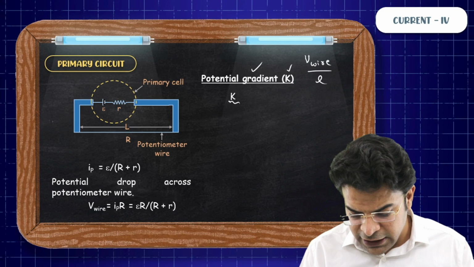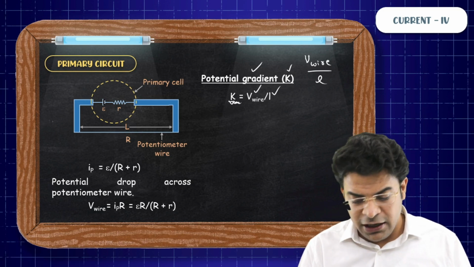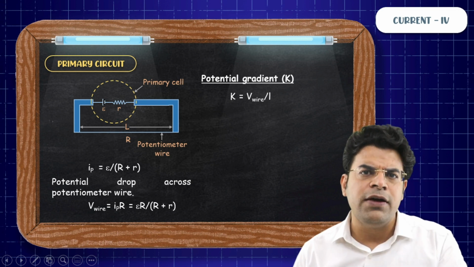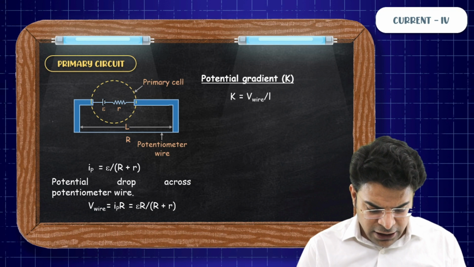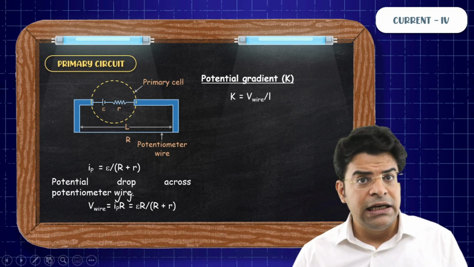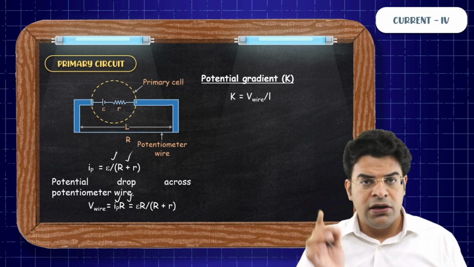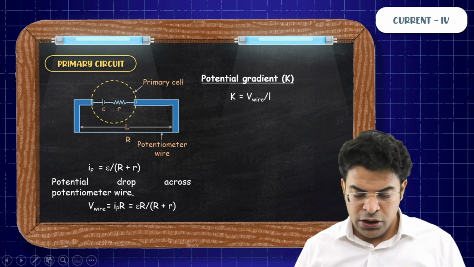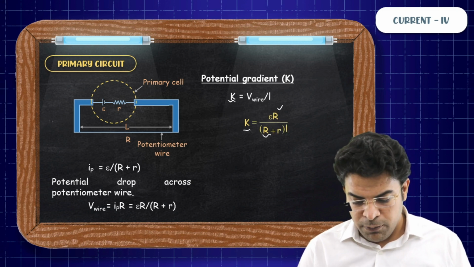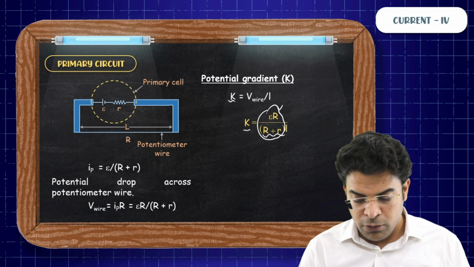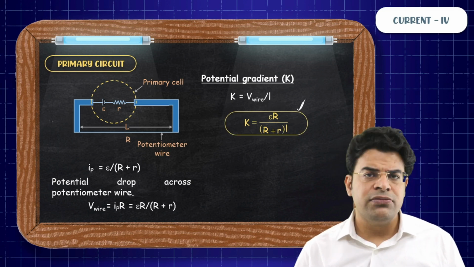So the potential gradient developed in this wire is the potential drop across the wire divided by the length of the wire, and we have already found that the potential drop across the wire is current in the wire multiplied by its resistance, and current in the wire is EMF of the circuit upon the total resistance in the circuit. So you get the potential gradient equal to E R upon R plus r, divided by L. This is the potential drop across the wire divided by the length of the wire. So this is something you should know how to find.